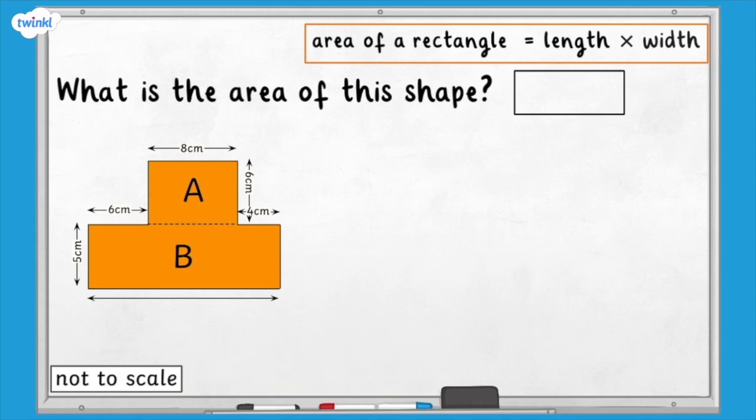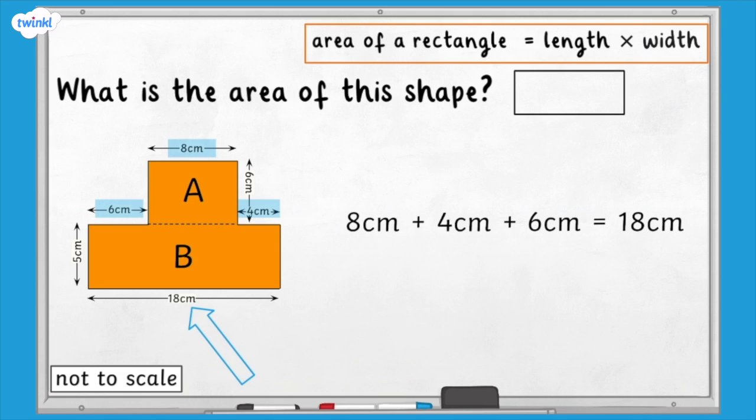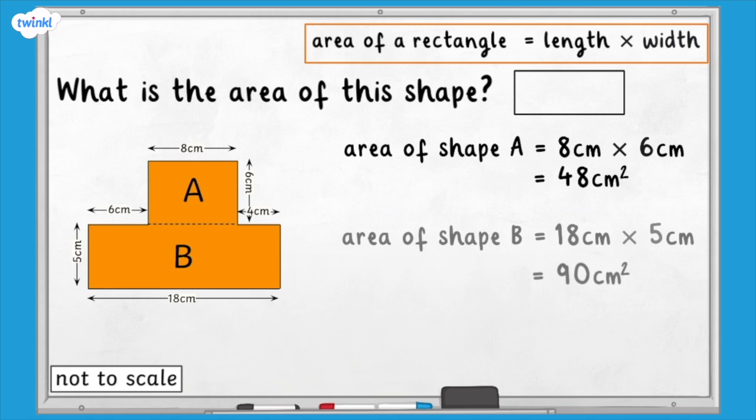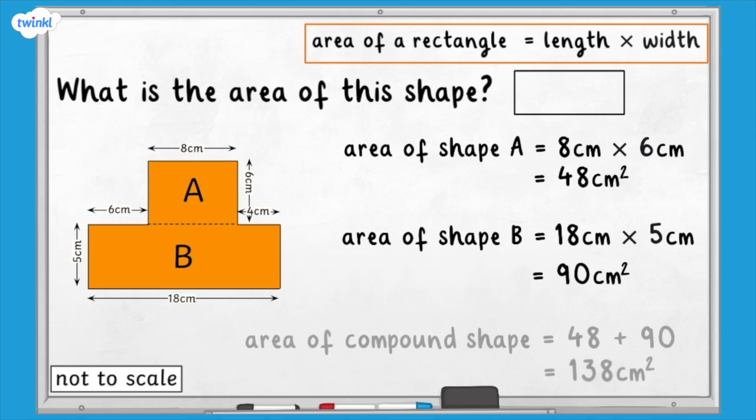We can use the other measurements to work out that the length is 8 centimetres plus 4 centimetres plus 6 centimetres, which equals 18 centimetres. We can then calculate the area in the usual way. The area of rectangle A is 8 multiplied by 6, which is 48 centimetres squared. The area of rectangle B is 18 multiplied by 5, which is 90 centimetres squared. The area of the compound shape is 48 add 90, which equals 138 centimetres squared.